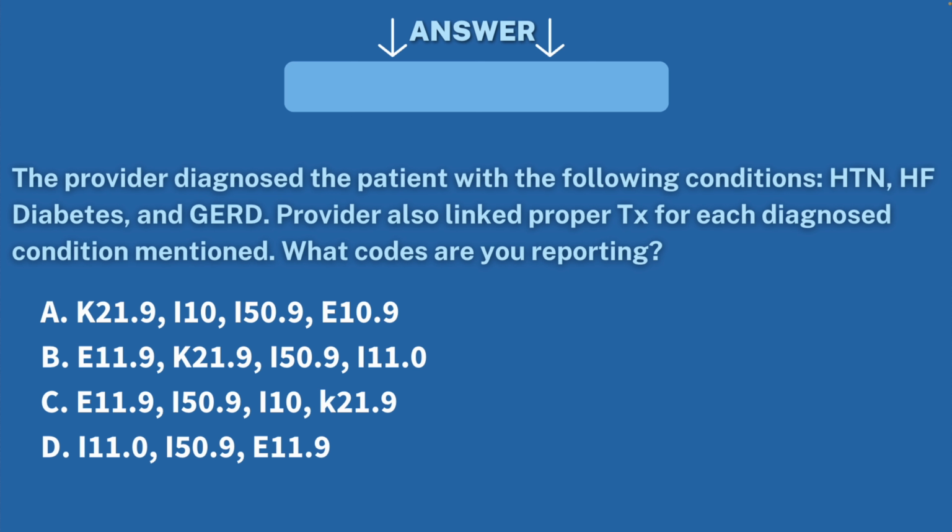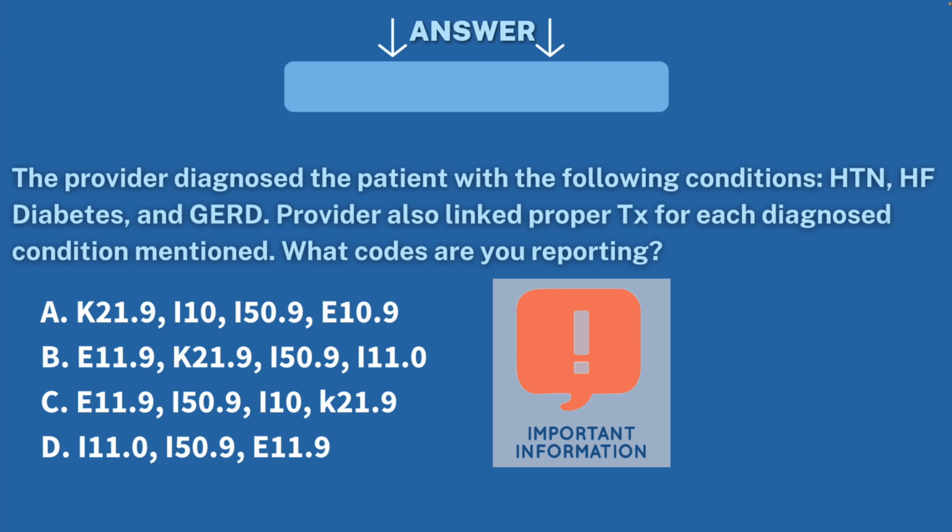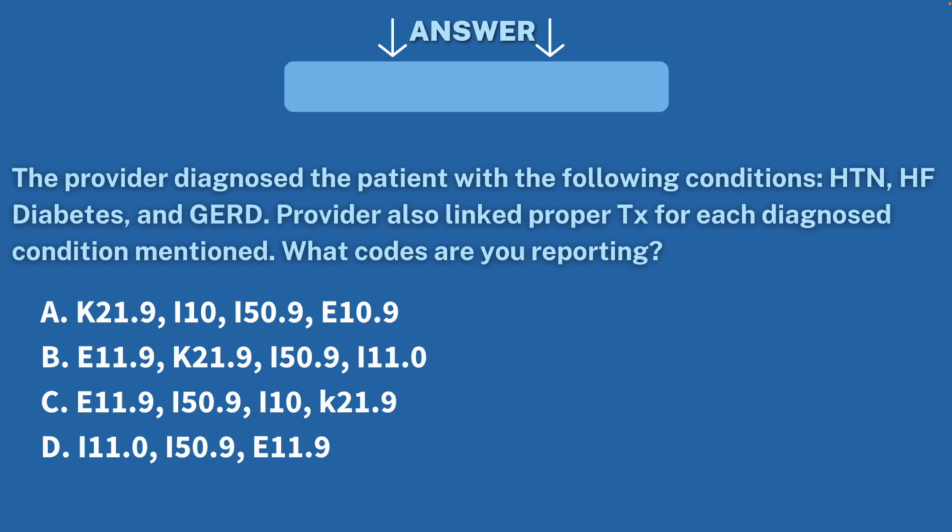So you must go and look in your index for HTN, HF, that's heart failure. Diabetes, we're going to go ahead and go to type 2 DM. So any question that you see here that has E10 is not the proper DM code, because that is type 1. We have to go to the default code of type 2 since the provider did not specify if it was type 2 or type 1 DM. Any answer choice you see with E10, go ahead and cross it out.